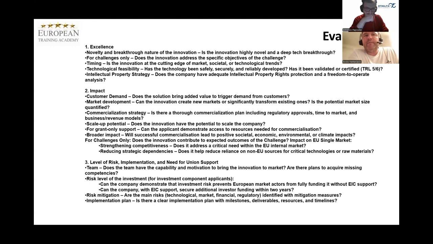Broader impact, successful societal, environmental, and so on. I think that explained it. Challenges only. Does innovation contribute to expected outcomes of the challenge and the single market? Now, in a challenges-only situation, again, I would refer to the reading, exactly the instructions and scope of the text, what it covers and what's required.